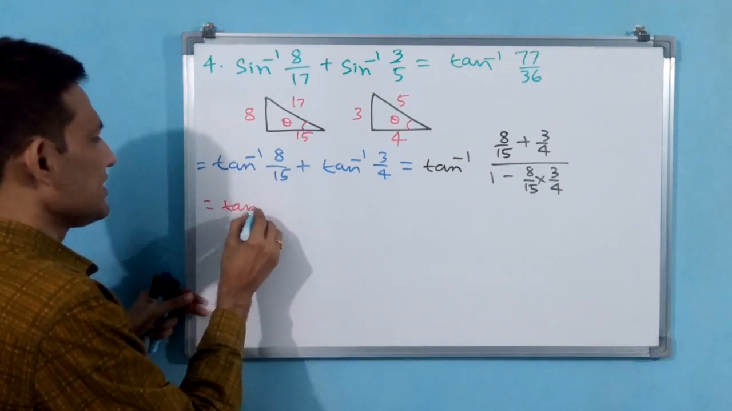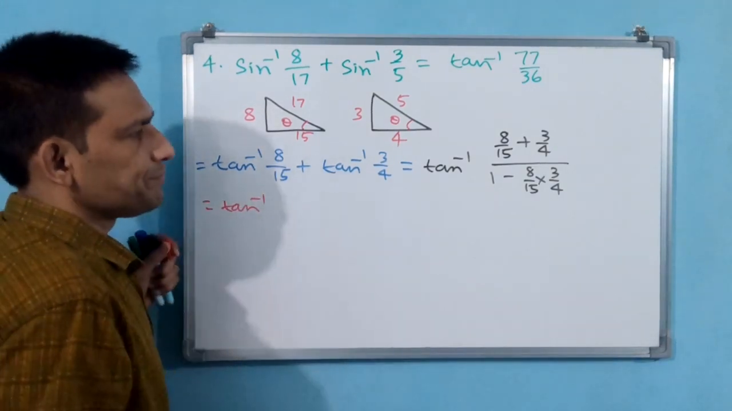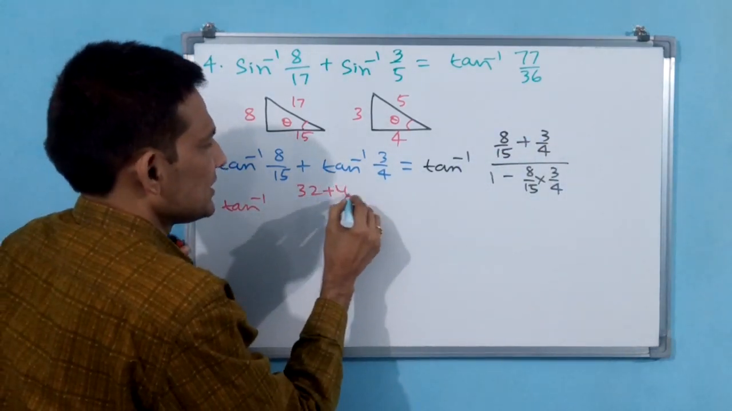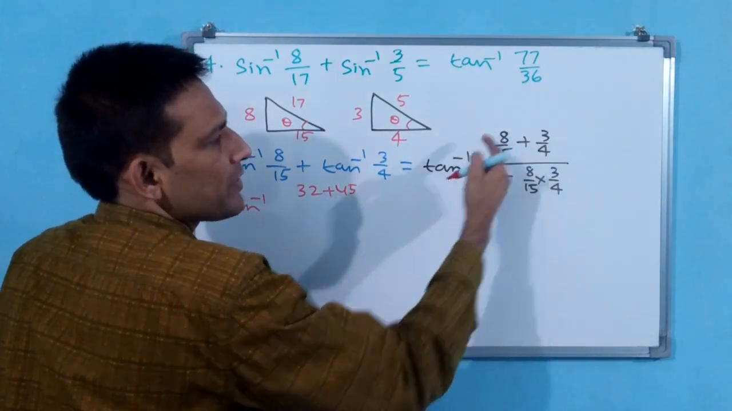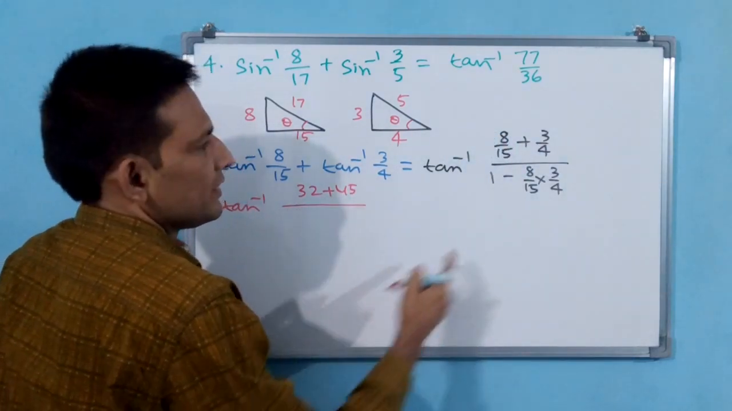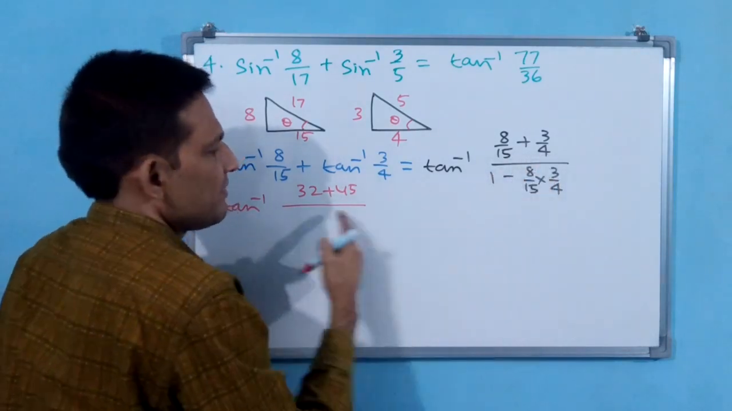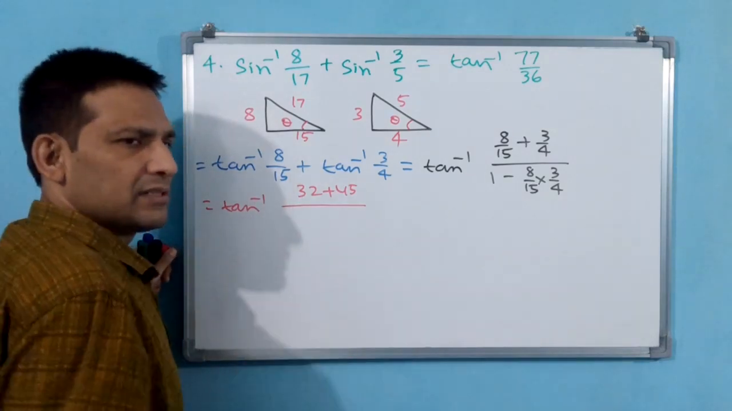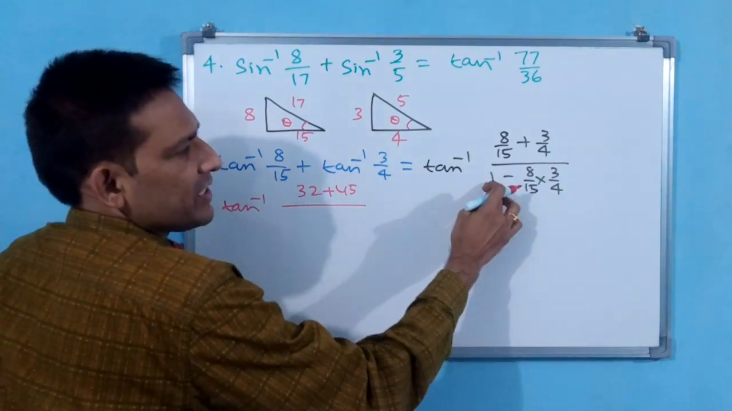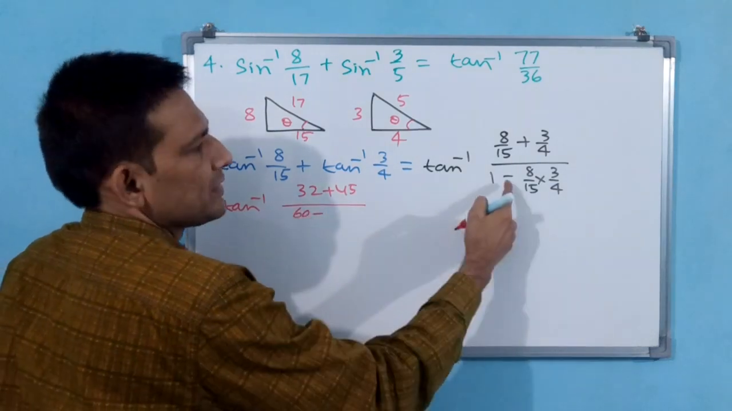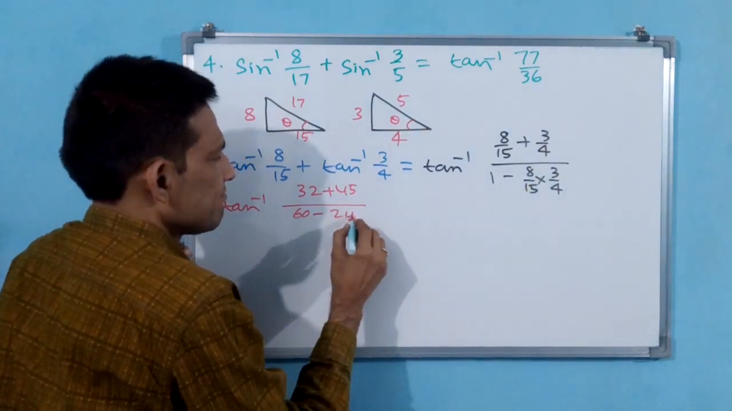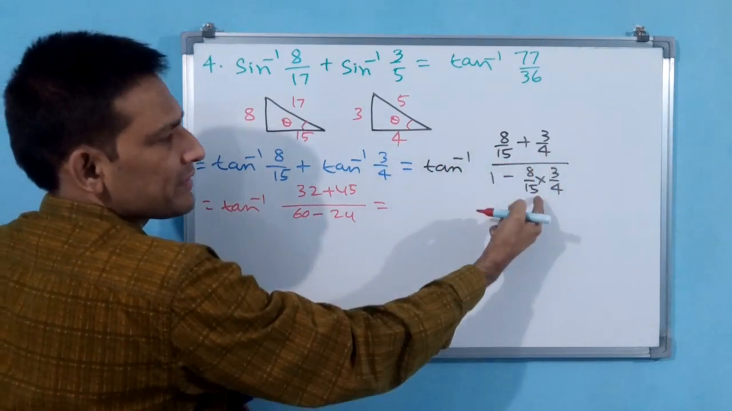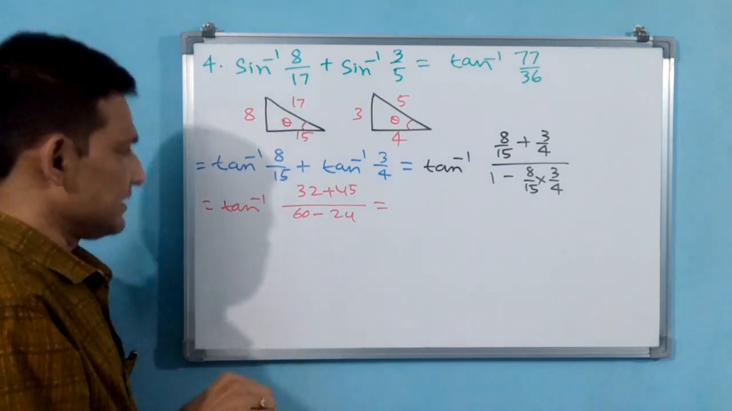That is equal to tan inverse of 32 plus 45. 15 3s are 45, 8 4s are 32. Divided by... we don't write 60 divided by 60. Why? Because here also 60 is going to come, and that is going to get cancelled. We will save one step: 60 minus 1 into 24. Here also 60 we have not written, because numerator and denominator both are going to get cancelled.